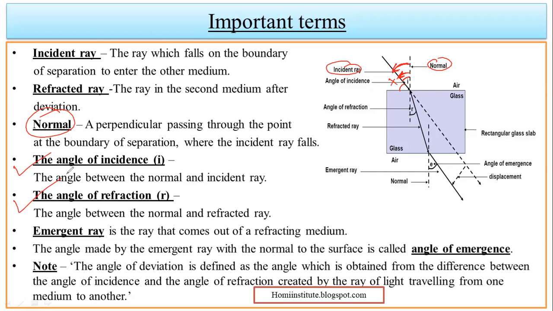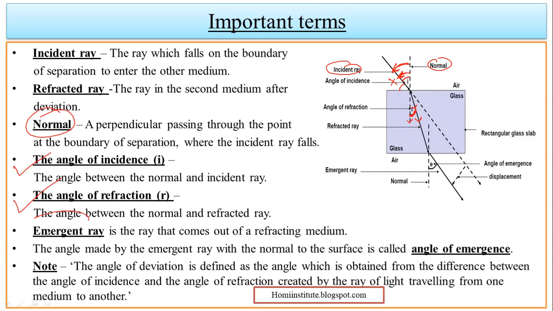Next is the angle of refraction. So what is the angle of refraction? Again, the angle which is formed with the refracted ray. So this is our refracted ray. Over here, this is the refracted ray, and over here, this is the normal. So the angle which is forming between the normal and the refracted ray is called the angle of refraction.